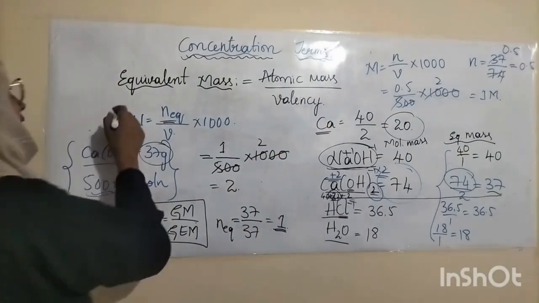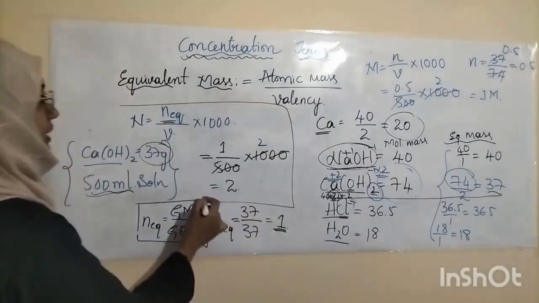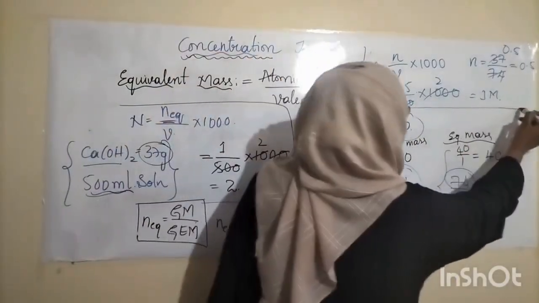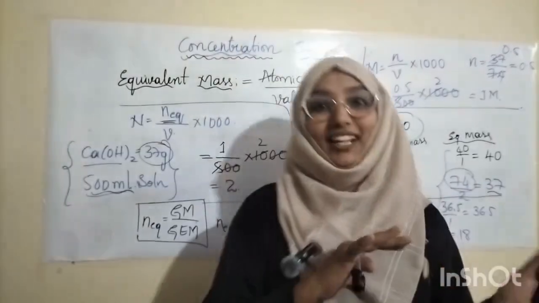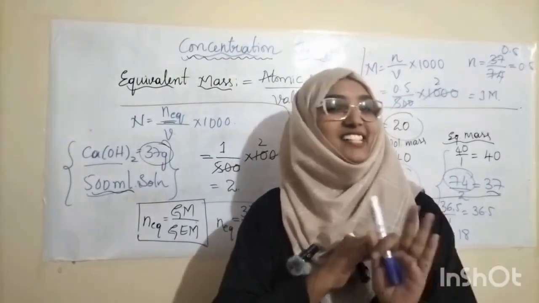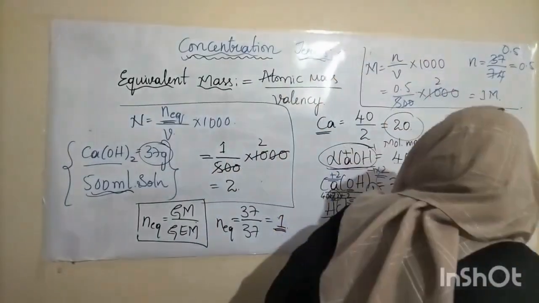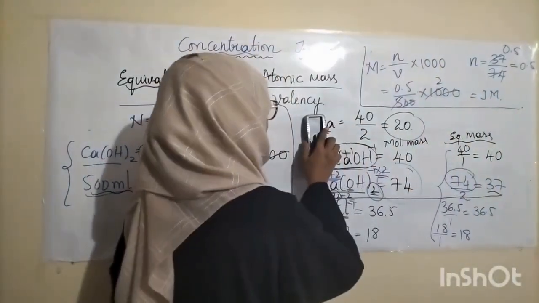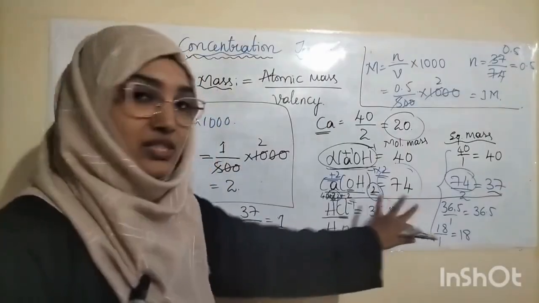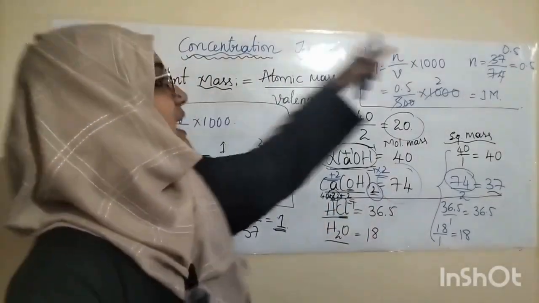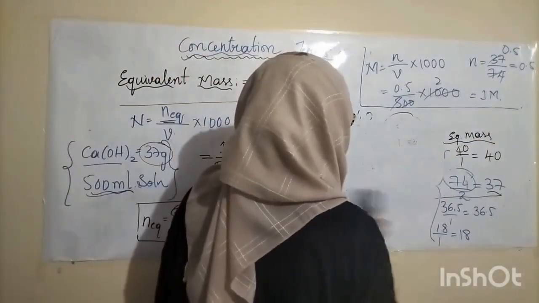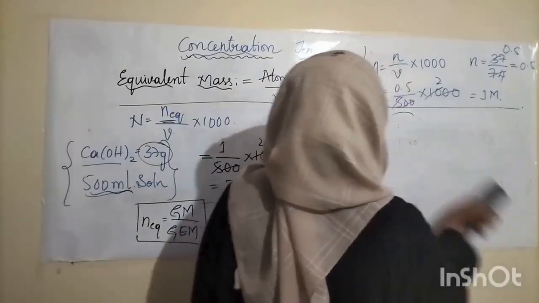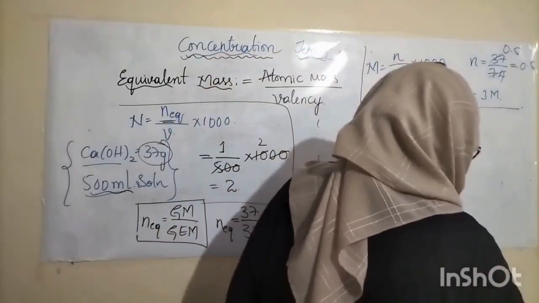Now from this and this, what did you understand? Can we connect this normality and molarity together? Yes, it's as simple as that. We can connect normality and molarity. Hope you understood this part by solving this example. I'll just rub it. We will see the connection between the normality and the molarity.